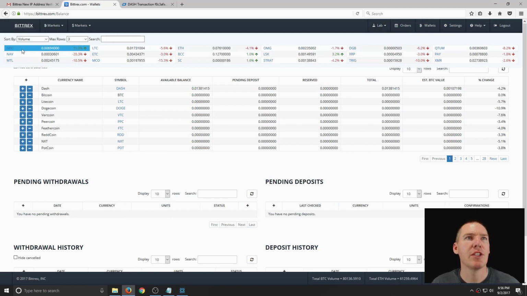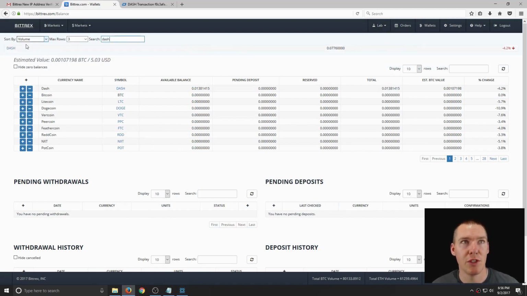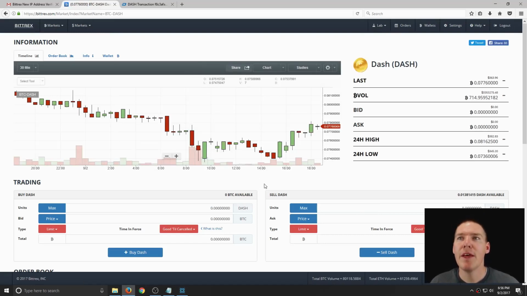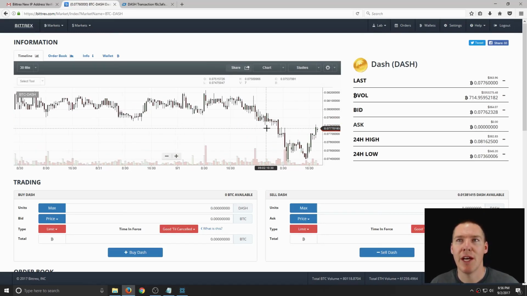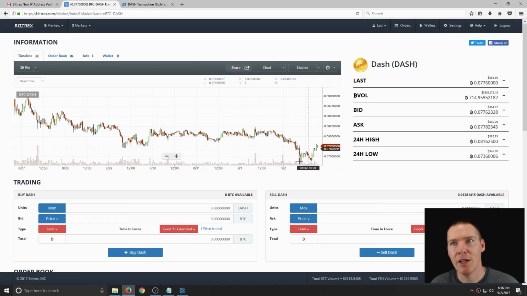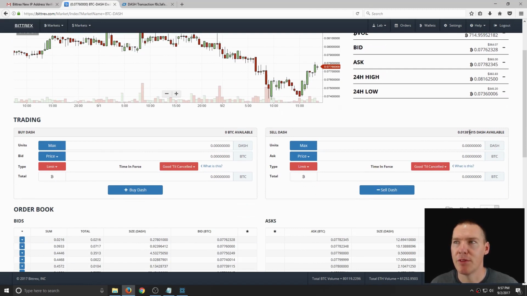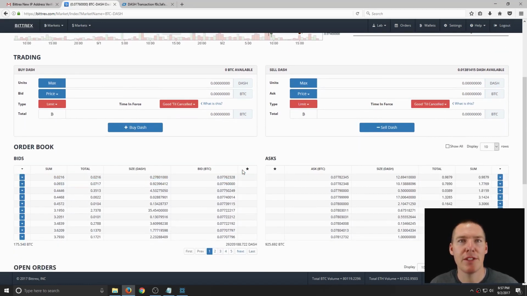Okay, so we need to find Bitcoin to Dash, so I'll just search Dash, and I find the ticker here, so here we go. So this just shows what's going on with Dash. Looks like it went down, now it's going way up. So I have some available. So this is how we interpret this.